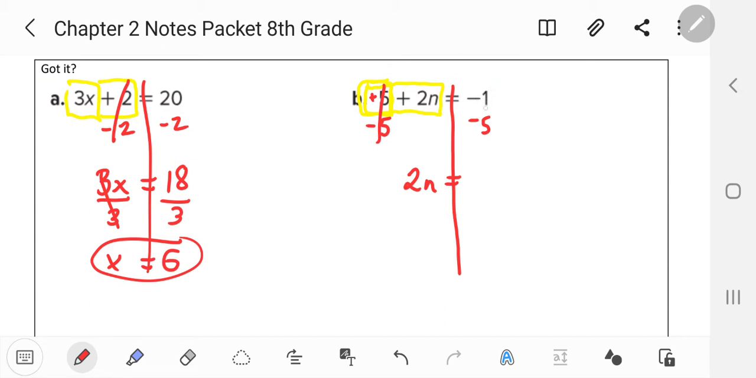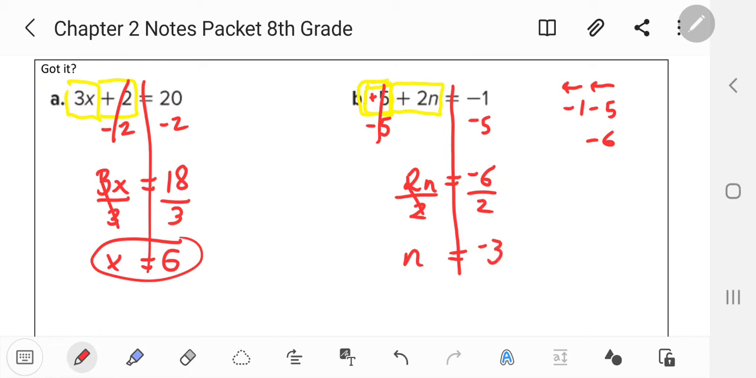And I will have -1 minus 5. How's that going to work? So I think of this as going left 1 and this -5 going left 5. So if I go left and left, I'm going to get way far down in the negatives. So I'm going to get to -6. So that's -6 there. Now, I have one operation to undo. I have multiplication to undo, so that's division. Divide, you get n equals -3.